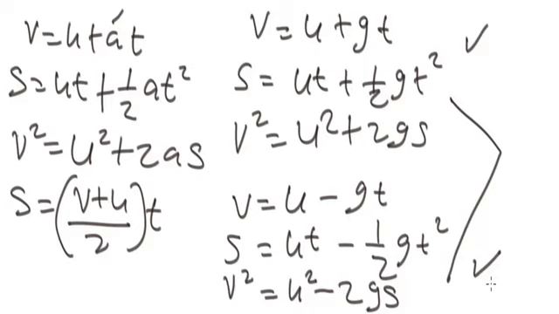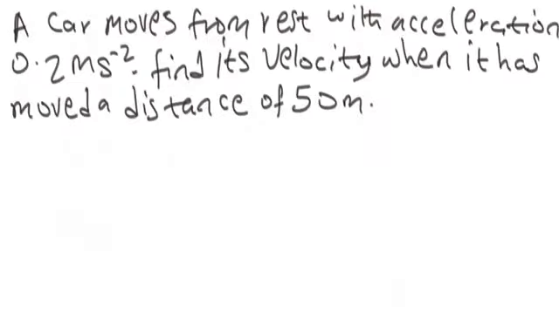Right, so let's look at a couple of problems here and solve them together so that you understand how to apply these equations to any question, any problem you are dealing with. Let's wipe this. Okay, so let's solve this problem together. It says a car moves from rest with acceleration 0.2 meter per second square. Find its velocity when it has moved a distance of 50 meters.